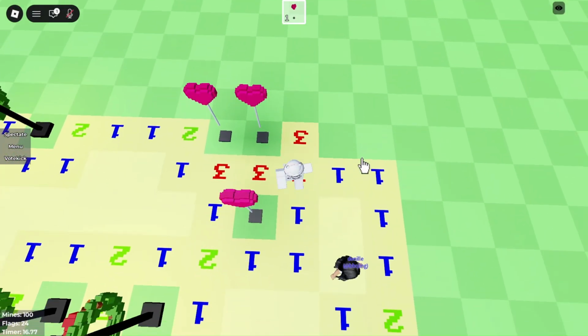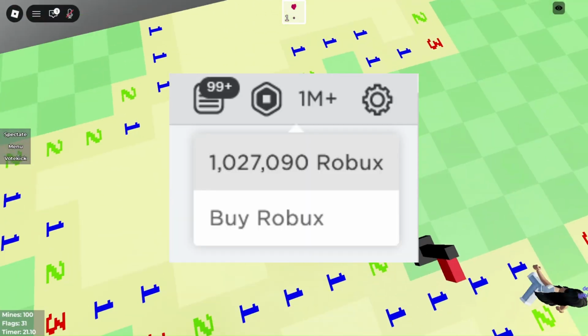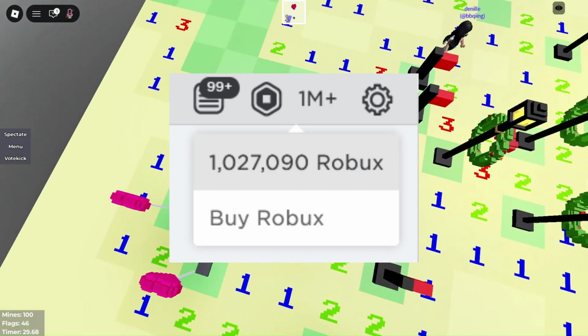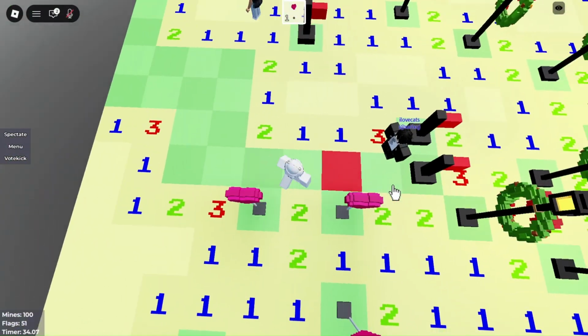Now that you solved your partial derivative, get your free Robux. Look how rich we are. Yay! Hooray!